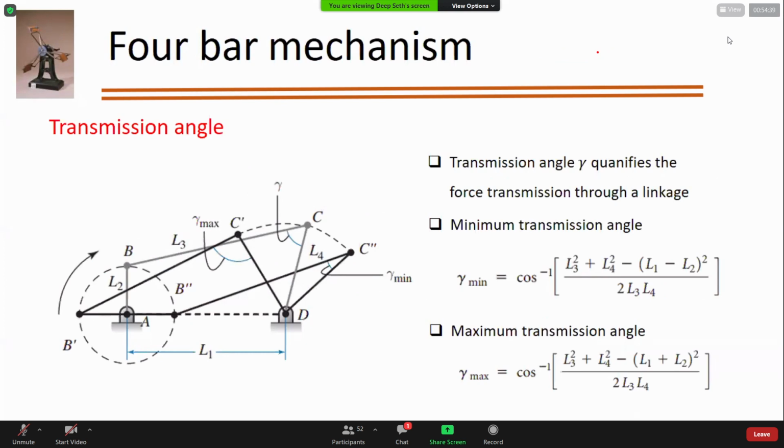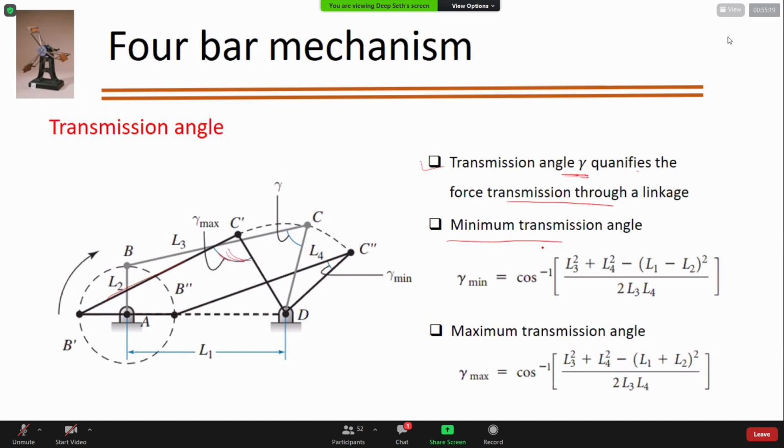In 4-bar mechanisms, now there is another term called transmission angle. So what is transmission angle? Here, this is your crank, this is your rocker, and this is your coupler. Between your coupler and follower, one angle will form that we call the transmission angle. Transmission angle gamma, which I am representing here as gamma, quantifies the force transmission through a linkage. So how are you transmitting the force? Through this coupler to this follower.